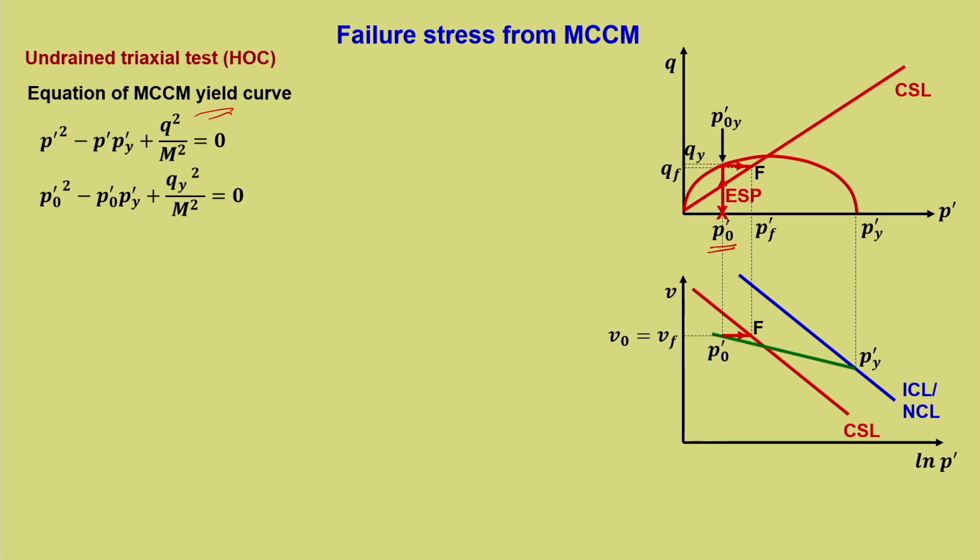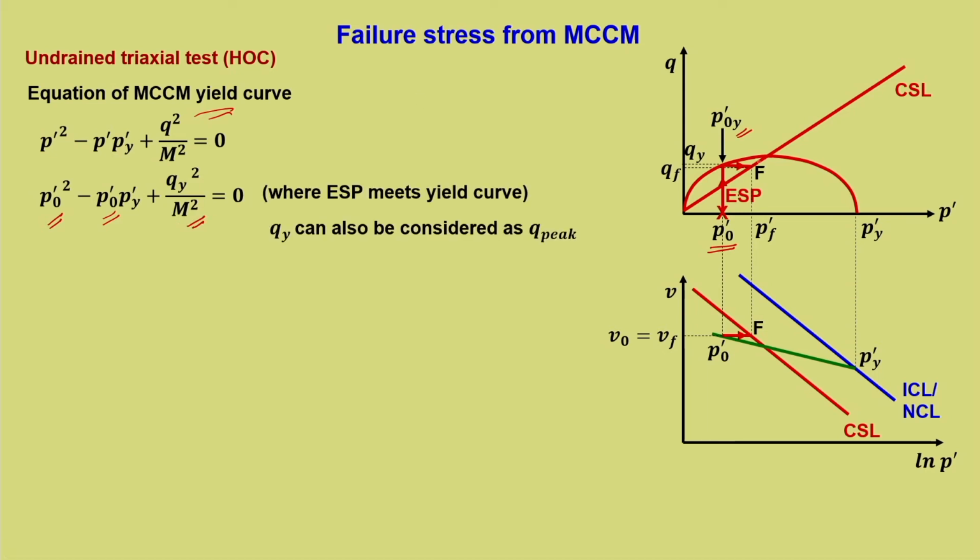So, here P naught dash is equal to P naught dash y, that also we need to keep in mind. So, we are writing in terms of P naught dash right now. So, that will give us P naught dash square minus P naught dash P dash y plus Qy square by m square equal to 0, where ESP meets the yield curve. In this particular case, Qy is defined by the yield curve, can also be considered as Q peak.